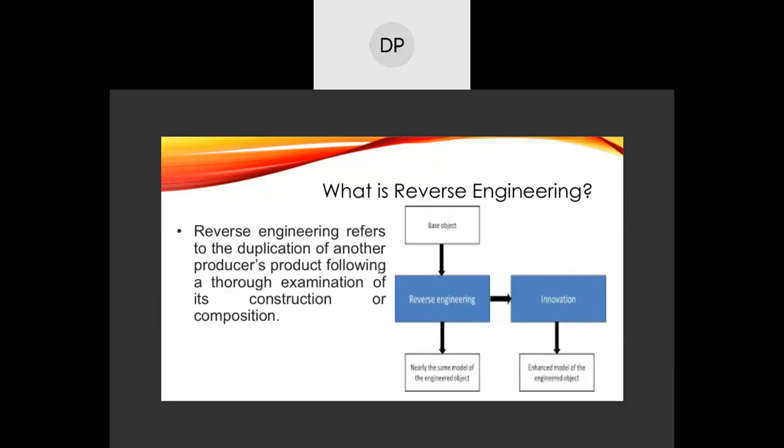So, for example, I get a car. I have no blueprint. I have no automobile engineers who sketch the car. I have no proper or original sketch of the car. I see the car, I dismantle it. That means I disintegrate it into its parts.